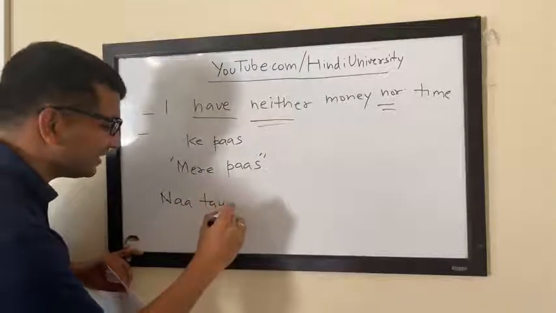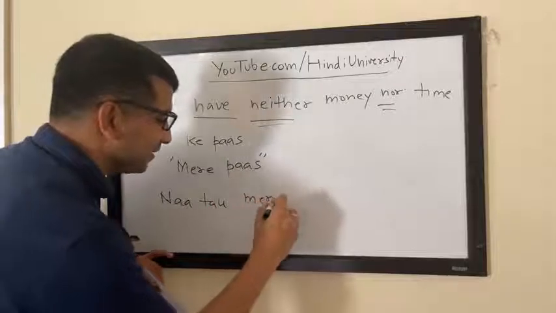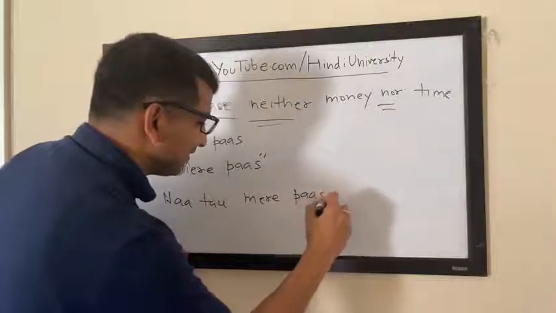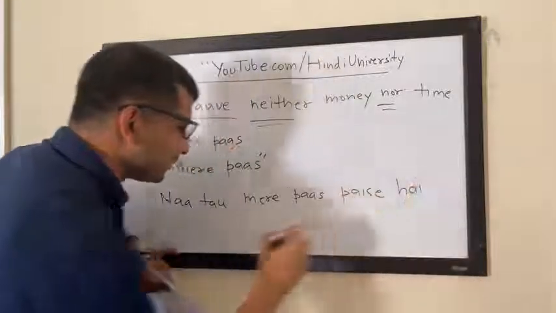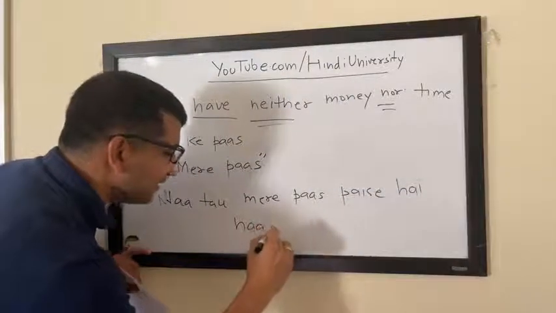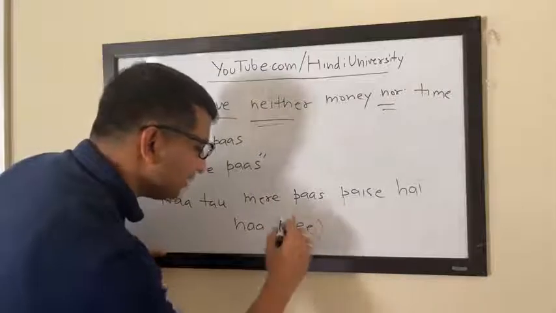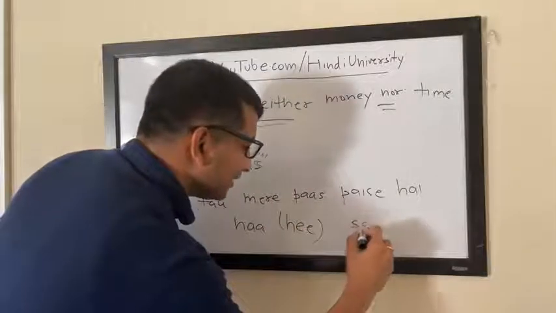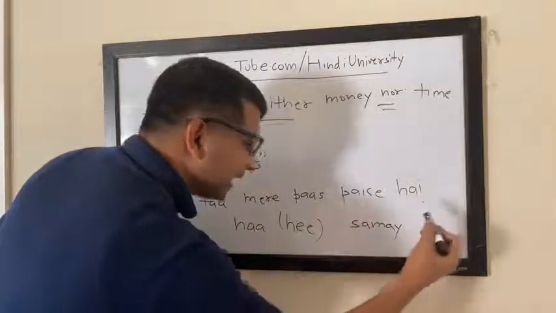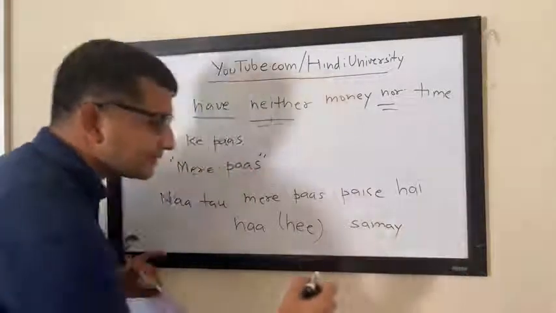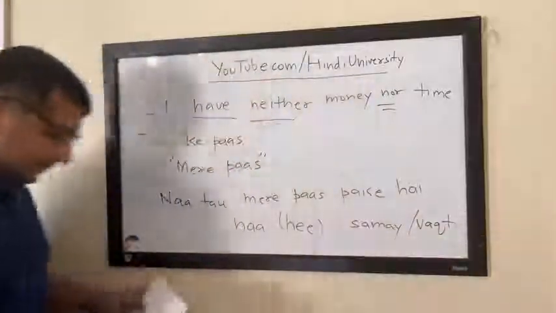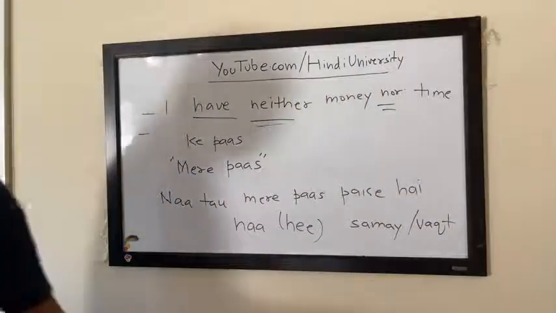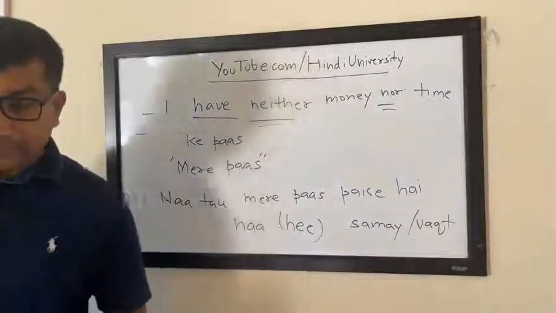ना तो मेरे पास पैसा है ना समय. Very good. ना तो मेरे पास पैसा है ना ही समय. Very good. है is also optional. You can say ना ही समय है, or some of you use the word वक्त. That's correct as well. Okay. Awesome. So we are right on time.